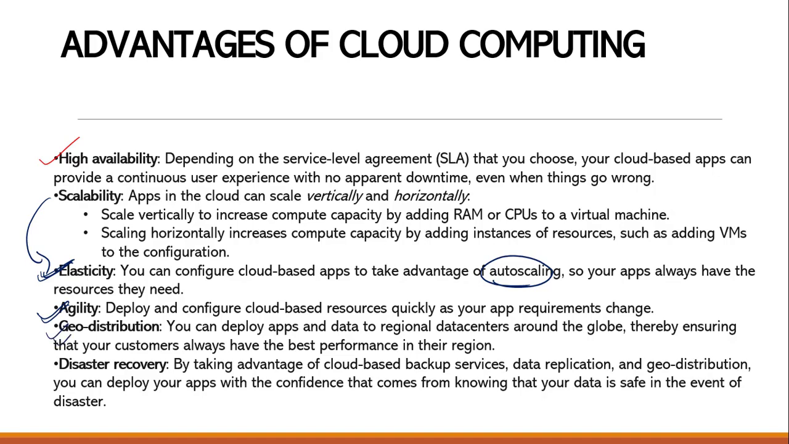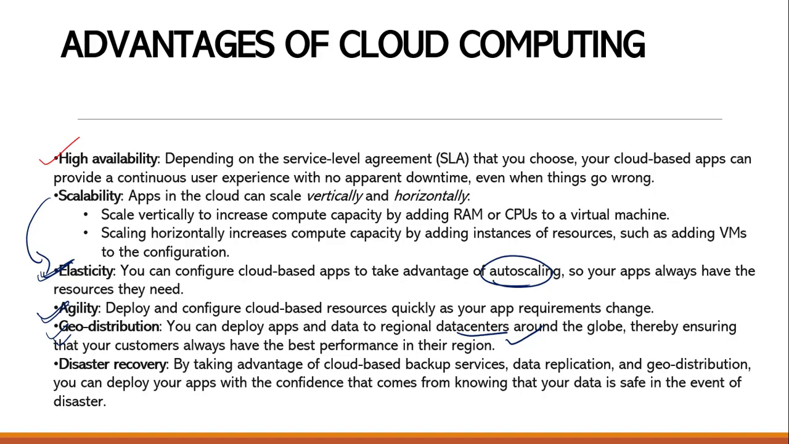Geo distribution. So you see, the footprints of these cloud providers are all across the globe. So you can take advantage of the geo distribution provided by these cloud providers, and you can spin up your services into any of the regions that you want, right? We will be talking about what regions are, what data centers are in detail. You can deploy applications and data to a regional data center around the globe, thereby ensuring that the customers always have the best performance in their region. So, for example, your concentration of users is in US West. So you will spin up a data center in a region which is either US West or some region near to US West, so that when the users try to connect to your servers or to your applications, there is less latency in between.